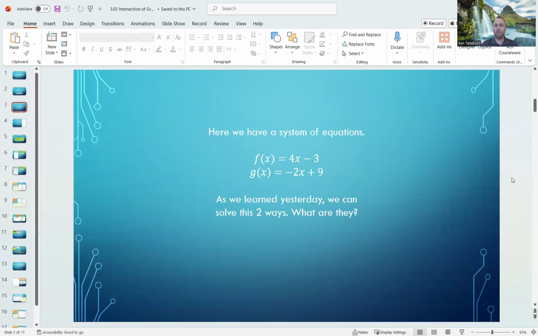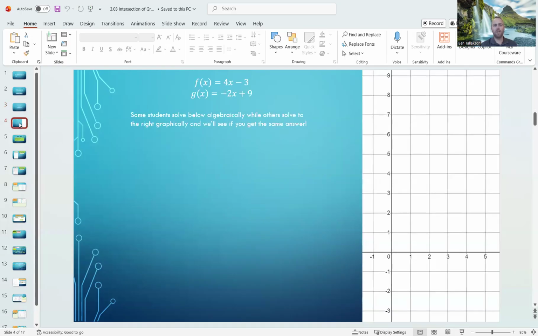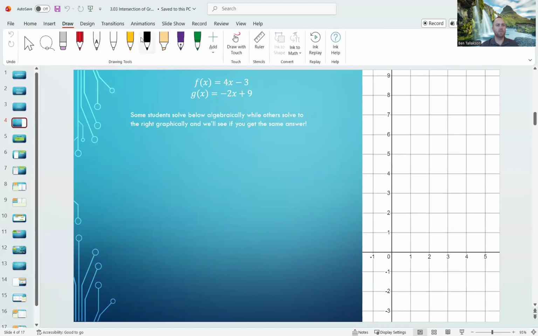And as we learned yesterday, we can solve this two ways. What are they? If you thought algebraically and graphically, you are spot on. Take a moment to pause this and test yourself on it. And now that you've had some time to practice, let's go through it.